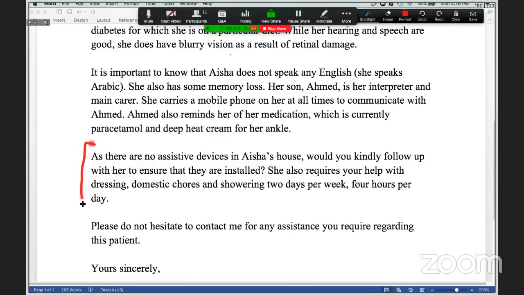Okay, so I've got this paragraph here, and again, it will be logical. As there are no assistive devices in Aisha's house, would you kindly follow up with her to ensure that they are installed? So again, this is what I felt in terms of the management plan was extremely important, the installation of these assistive devices. But there's more information in the management plan. She also requires your help with dressing, domestic chores, and showering 2 days per week, 4 hours per day.